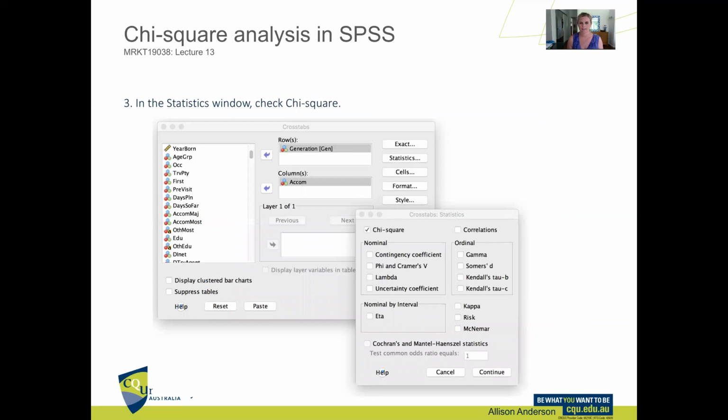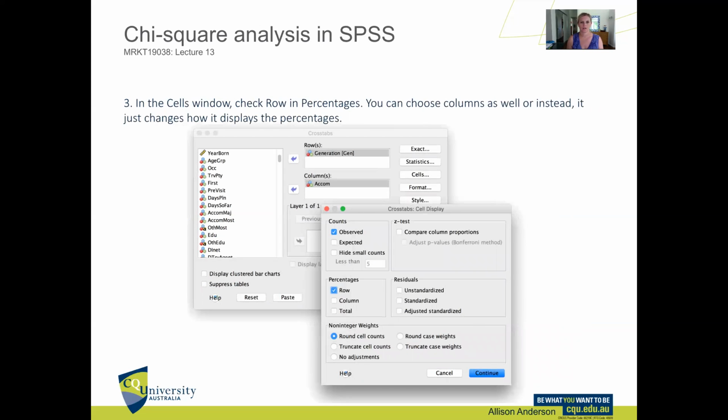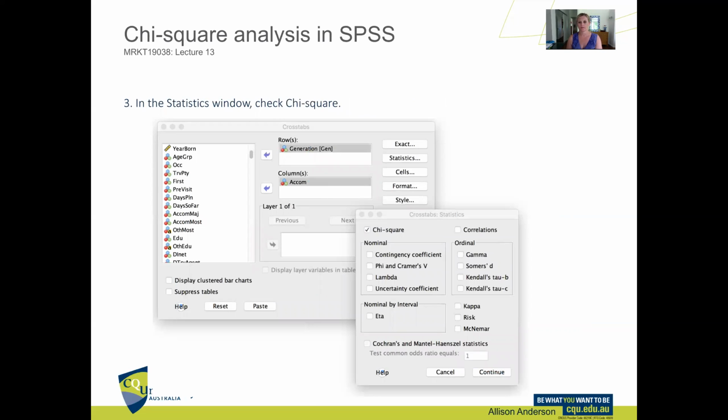Okay, in statistics, you can see here, this is what comes up, crosstab statistics. You need to just check the chi-square box and then press continue. Like I said, there's loads and loads of different analyses you can do for various reasons. You might need to do those, and there's a vast amount of literature on why you would choose what you would choose, but in this case we're just going to do the basic, right?